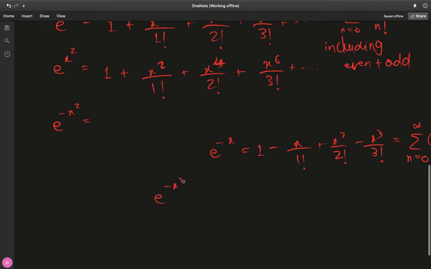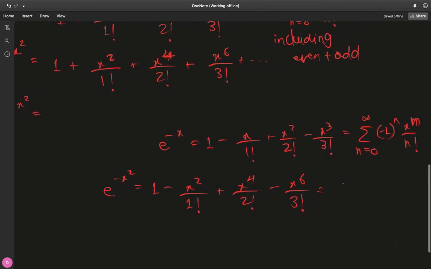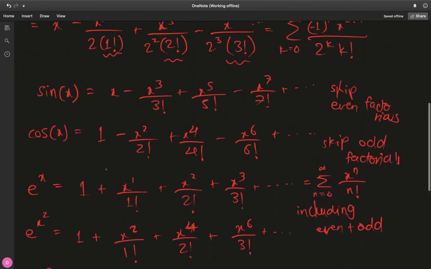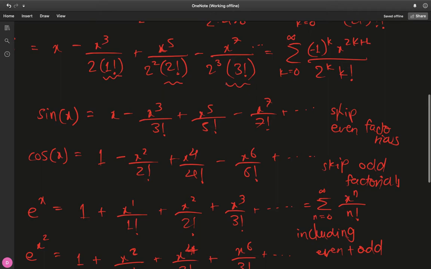For x we take x squared. So with that we have 1 minus x squared over 1 factorial plus x squared squared, or x to the 4th, over 2 factorial minus x to the 6th over 3 factorial, with a general representation of the sum from n equals 0 to infinity of minus 1 to the n times x to the 2n over n factorial. But notice we still have to deal with these powers of 2 in the denominator.